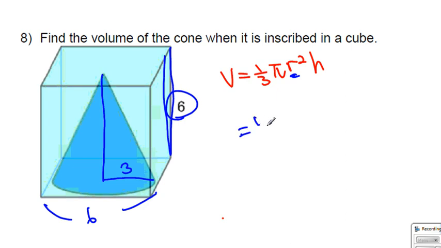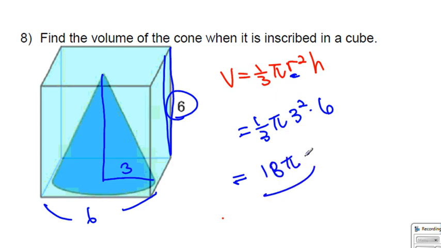1/3 by plugging in 1/3 pi. R will be equal to 3 squared times the height, which will be equal to 6. Now then here, we end up getting 1, 3, and then 3 cancels out. So we have 18 pi as our final answer.